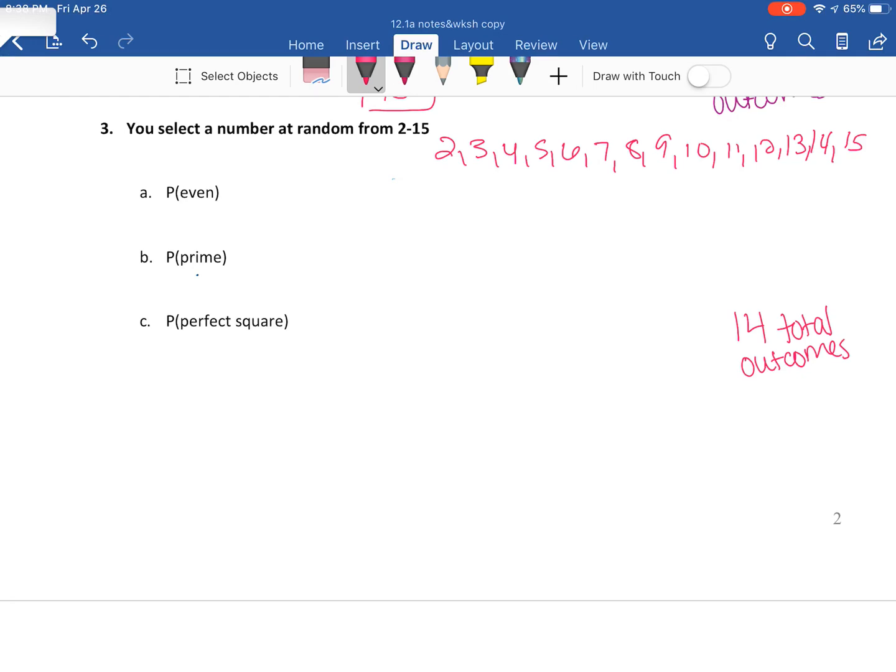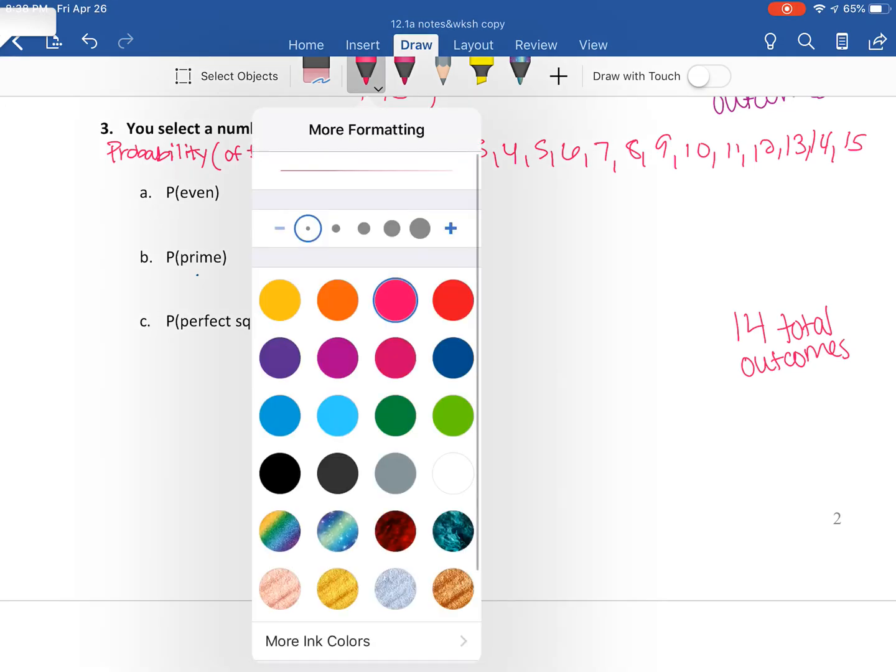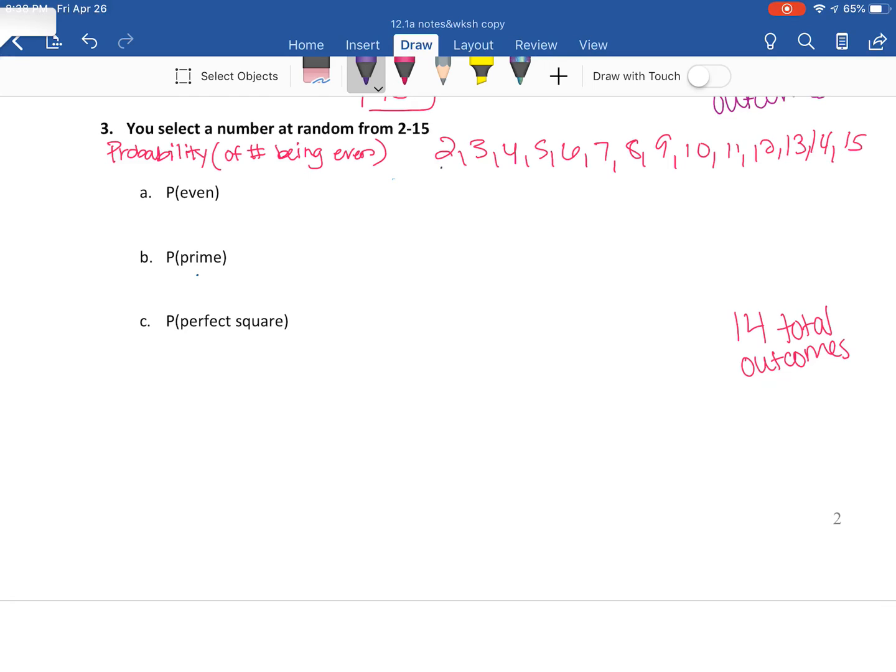Now this notation, P parentheses even, that is telling you to find the probability of whatever is in the parentheses. So letter A is finding the probability of the number being even. That's all that notation means. All right, so the probability of the number being even, well, if we're looking, half of these are even, right? 2, 4, 6, 8, 10, 12, 14. So that is half of our numbers. So we have 7 favorable outcomes out of 14 total outcomes. So our probability of being even is 1/2.